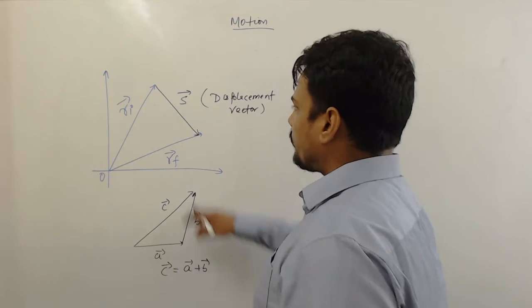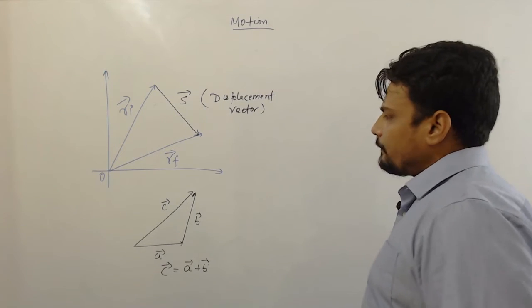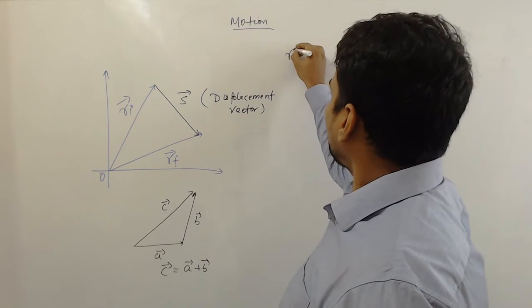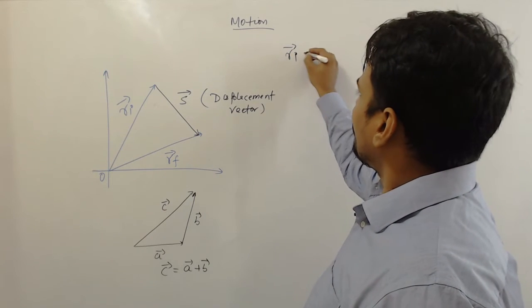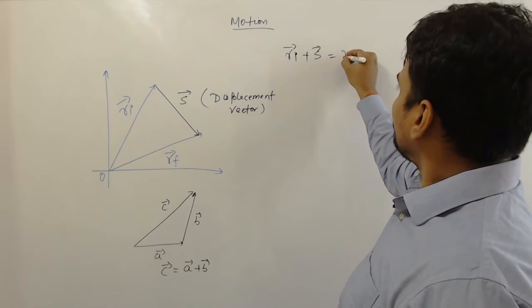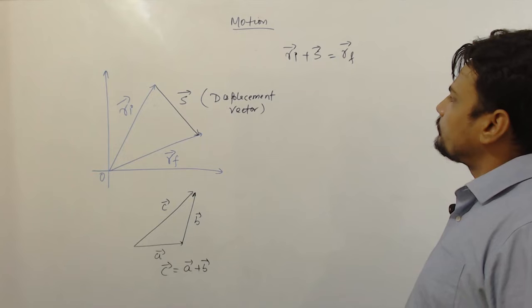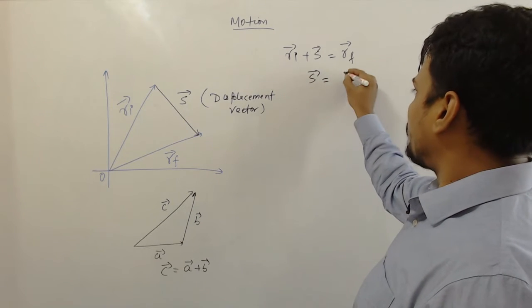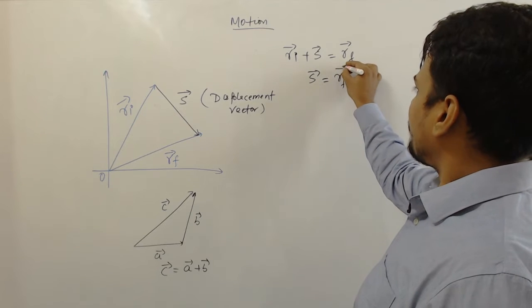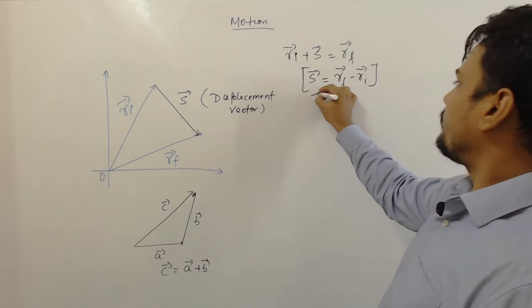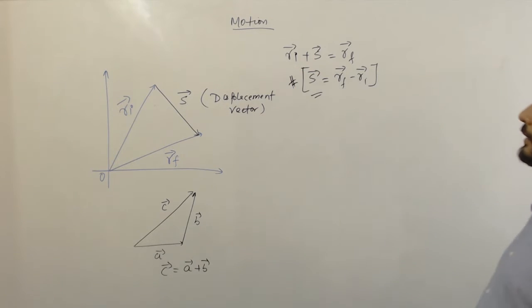Using that, if I look at this entire figure, I could say that your initial vector Ri plus this vector S should be equal to the final position vector. It means the displacement vector could be obtained as the final position vector minus the initial position vector. इंपॉर्टेंट है, देख लो इसको. So that's how we can easily find the displacement vector.